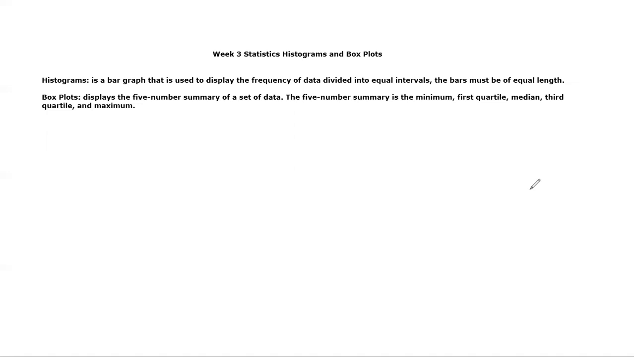Then there are box plots. Box plots display the 5 number summary of a set of data, and the 5 number summary is the minimum, the first quartile, the median, the third quartile, and the maximum. To give you an idea of what these things look like, I'm just going to give you a rough sketch of what they are.